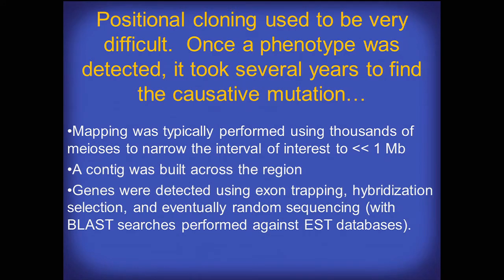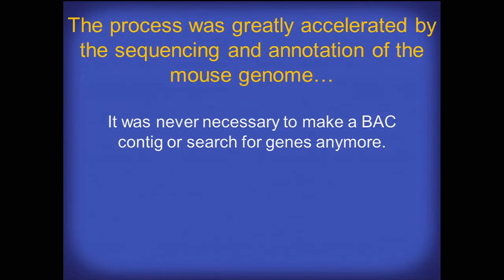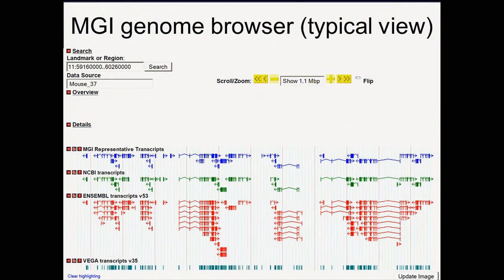region, and genes within that interval were detected by exon trapping, hybridization selection, computational methods like GRAIL, and eventually by random sequencing, shotgun sequencing with blast searching against EST databases. That's all something in the past now. Since the mouse genome was sequenced and released, one never needed to make a contig again or search for genes again. Instead, once a critical region was defined, one would just go to a genome browser and see what the gene content was, and those were the candidates to be tested.